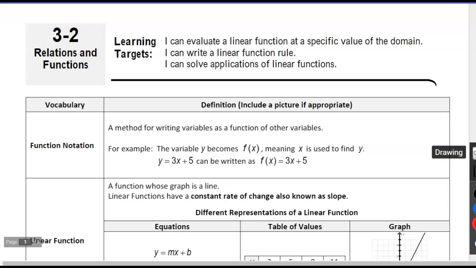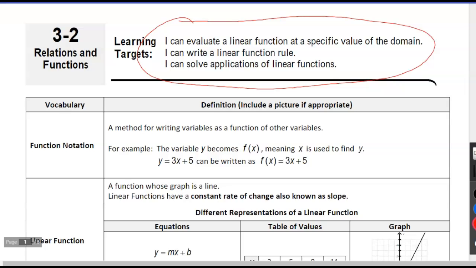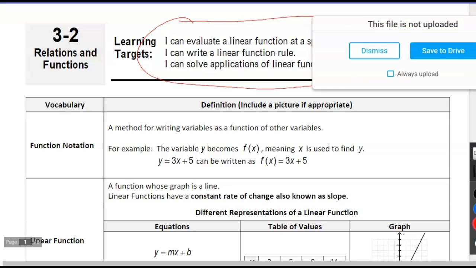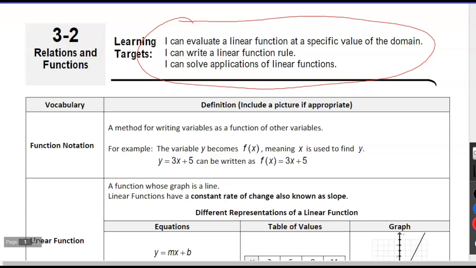So here are the goals that we're dealing with. Things you want to be able to do: evaluate linear functions and write linear functions. And then actually on Friday we'll do more of the application stuff, solving applications. So one thing that's different that we'll be using is something called function notation. And this is something that tends to confuse people, but it's really not that difficult once you see it a few times.